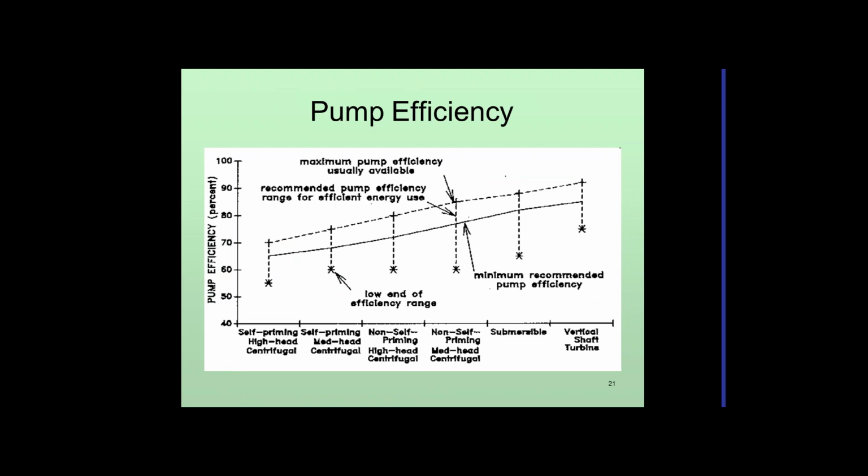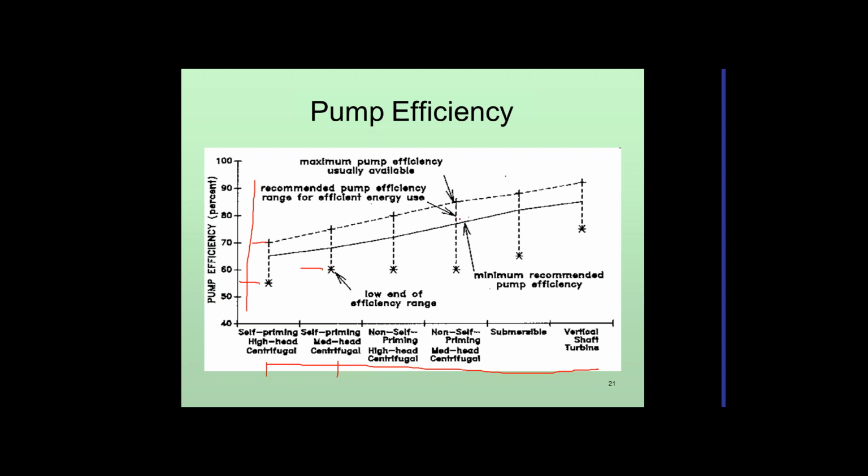This is a graph where across the bottom we've got the different kinds of pumps, and up the side we've got the efficiency of the pumps. The first one is a high head or high pressure centrifugal pump. They can go from about 55% efficiency to 70% efficiency. If we drop the pressure, the efficiency goes up by about 5%, so roughly 60 to 75. Non-self-priming is going to start at that 65, but it's up a little bit, almost to 80 on the high end. That's for high pressure.